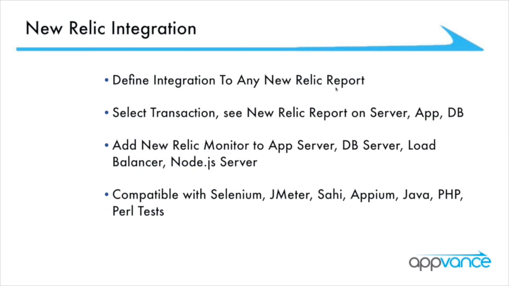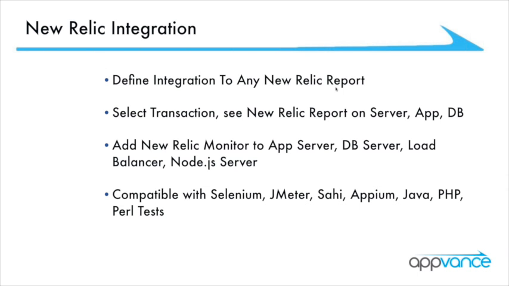Okay. All right, thanks. So basically, let me just give you a quick rundown of the New Relic integration. Basically, with New Relic, you can select any New Relic report. You can select a transaction within that report. You can see the report on a server or a particular app or a particular database. It adds the New Relic monitoring capability to your app server, to your database server, to your load balancer, or to your Node.js server. And this approach is completely compatible with the tests that you might have already invested in building.